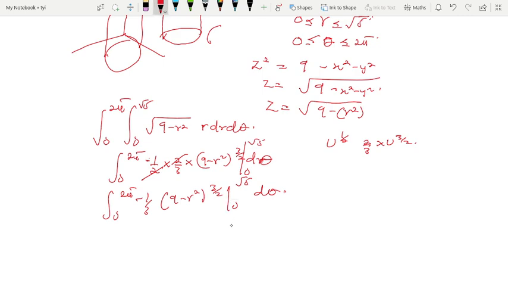So after doing the computation, you should get 0 to 2 pi of the expression 19 over 3 d theta, right? So this is equal to 19 over 3 theta from 0 to 2 pi. That's going to give me, when I put 2 pi here, obviously I get 38 over 3 pi.